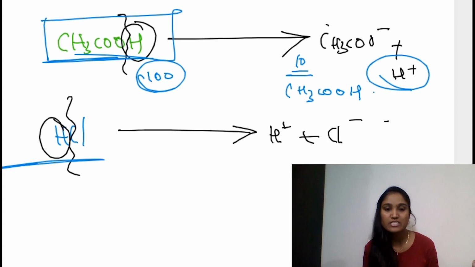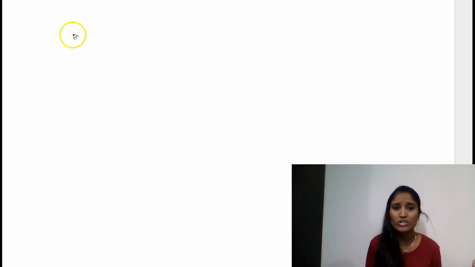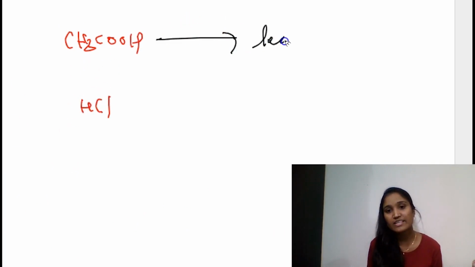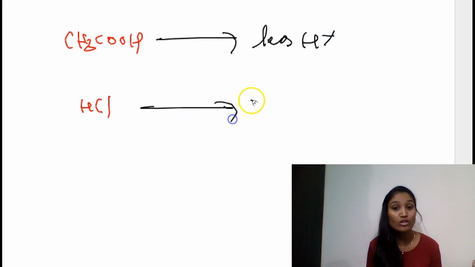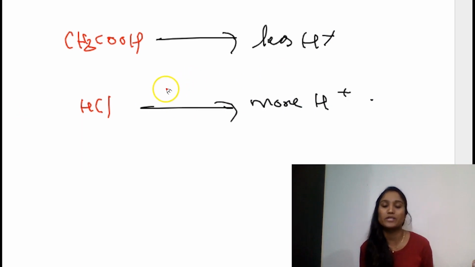But if you talk about HCl, look at the size of the particle. It's very slim and trim. Correct? It breaks down immediately. If I have 100 molecules of HCl, 99 will break down. One will not break, maybe for some weird reason. But 99 molecules are breaking down. Now you just observe these two cases, CH3COOH and HCl. When I am ionizing them, this one is giving fewer H plus ions and this one is giving more H plus ions. Correct?